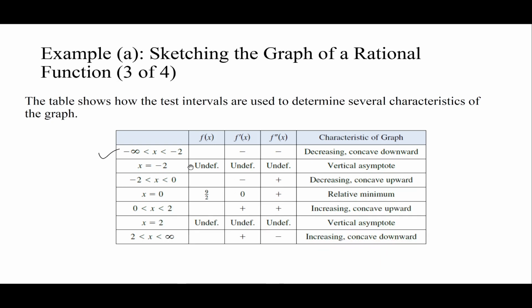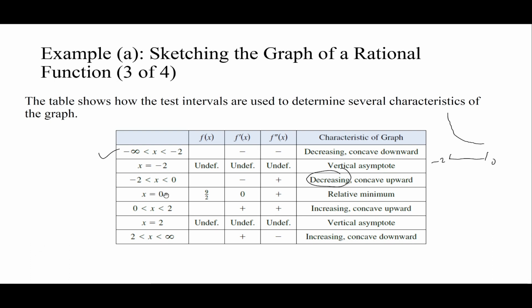On this interval, the first derivative is negative, that means the function is decreasing. The second derivative is positive. If you check the second derivative here, it's positive, so that means it's concave upward. So the graph from -2 to 0 is going down and then concave upward like this. You understand? So that's the meaning of decreasing and concave upward.